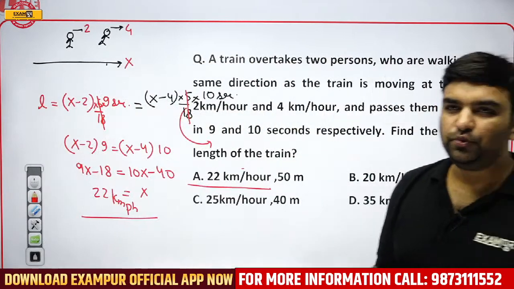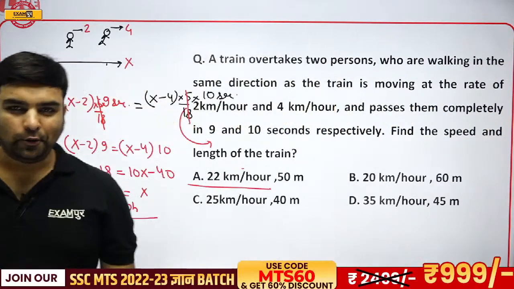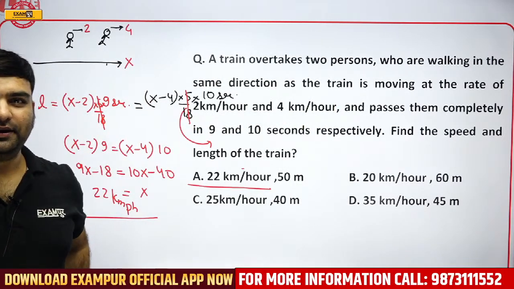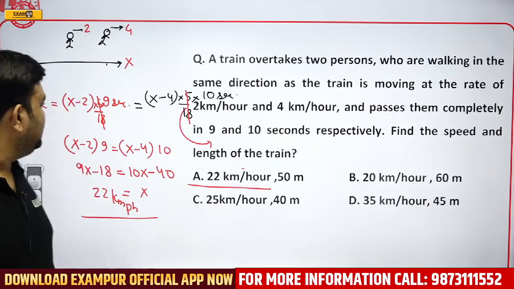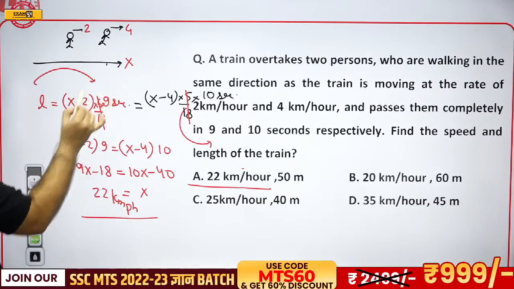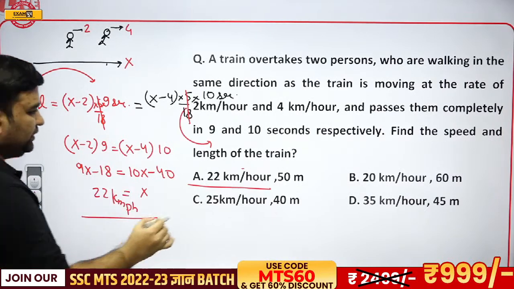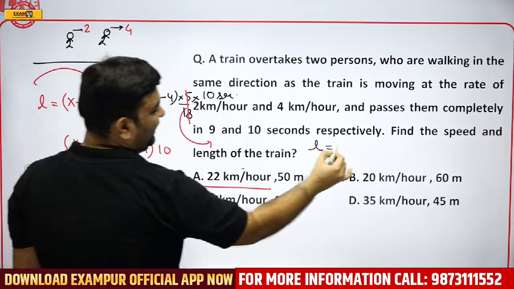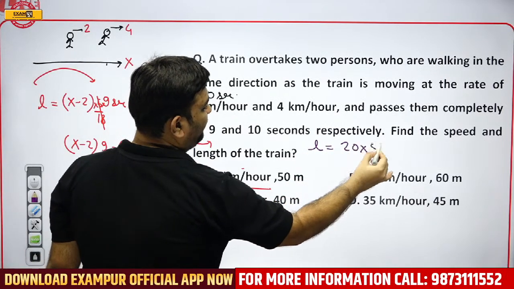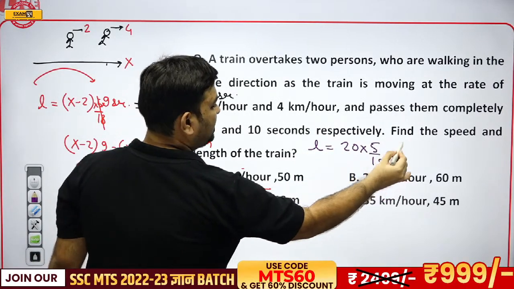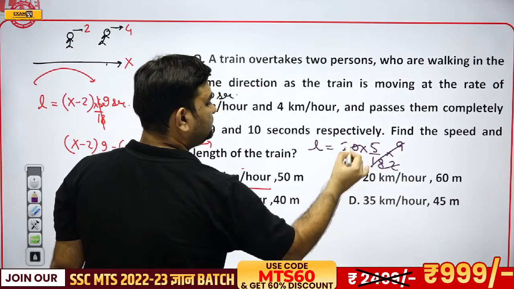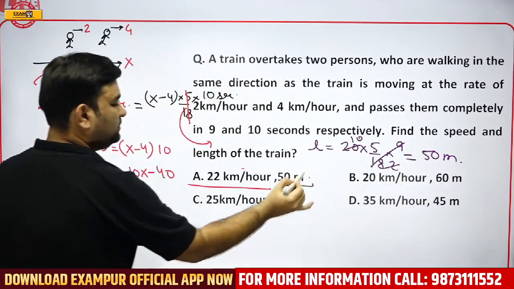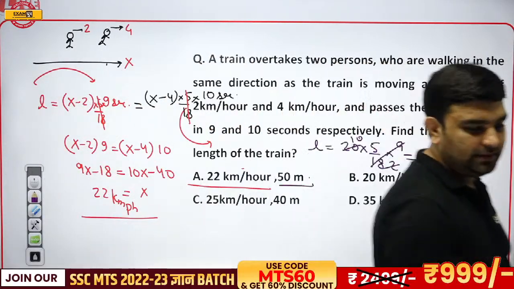Since there is only one option with 22, I'm not bothered about the other data. However, since we have the value of x, I can find L as well. So L is 22 minus 2, 20 kilometer per hour, into 5 by 18, into 9 seconds. 50 meters. Perfect.